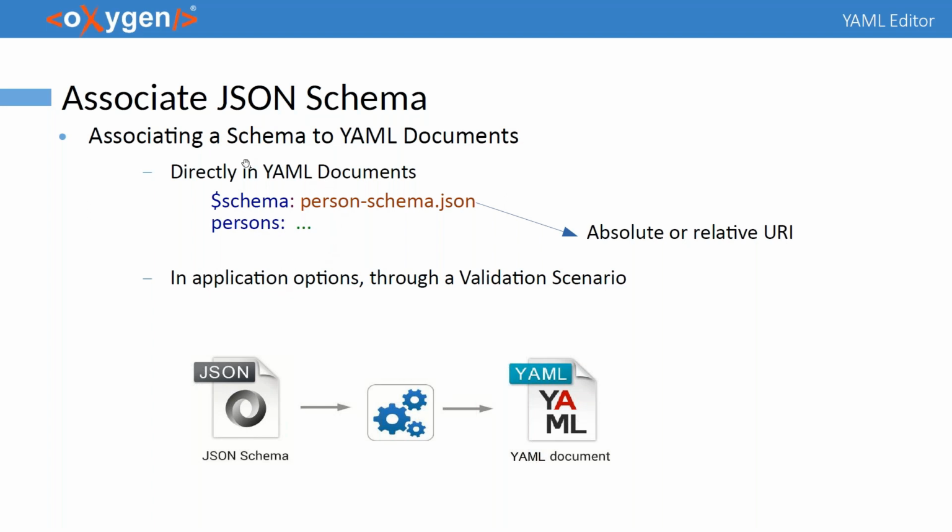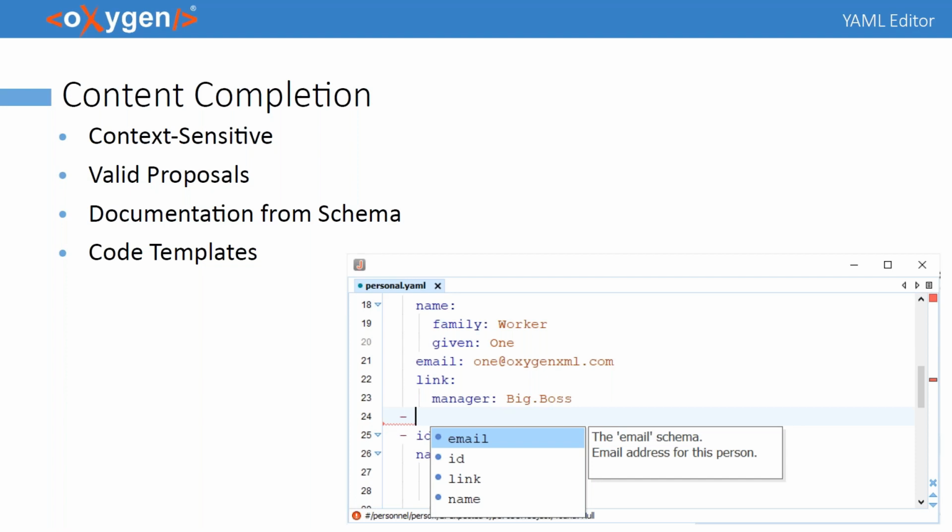In order to associate it in the document, you need to add this $schema property on the first level of your YAML document. This will allow you to validate and edit your YAML document and make sure that it's according to the specification provided by the JSON schema. The content completion automatically presents the properties that can be inserted in a certain place from your YAML document. So it provides valid proposals based on the JSON schema and also documentation from your schema.